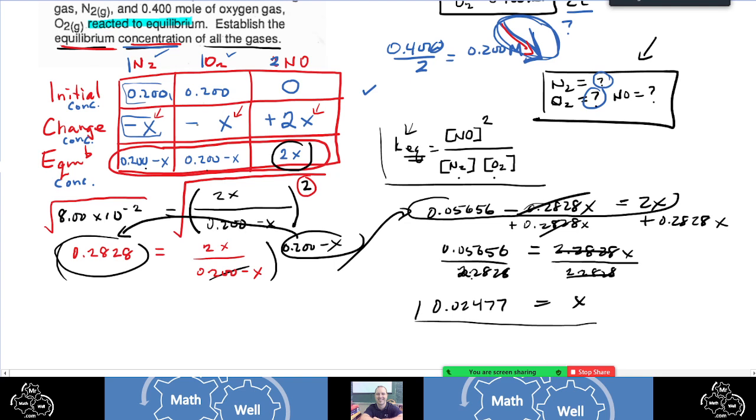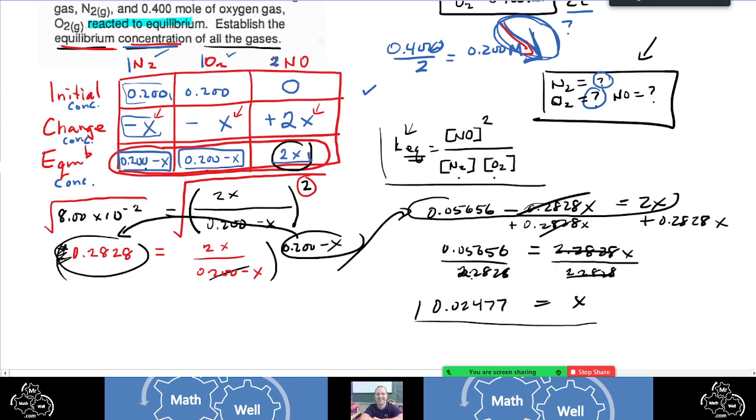Now, here's the thing. I should say a couple things. When you take the square root of this number, technically it's positive or negative, but we're not going to be worried about the negative values here, so just use the positive values, right? Now, the other thing is this is the x value. This is not your answer. You now have to use this x value to calculate this value right here.